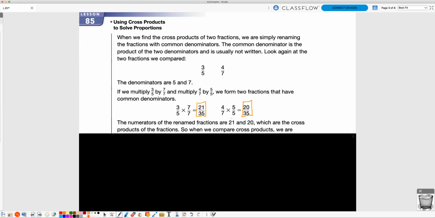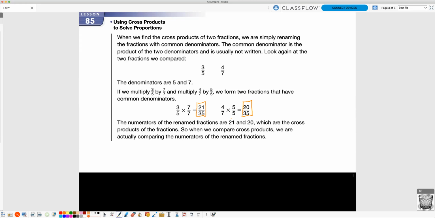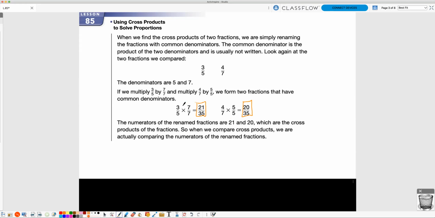The numerators of the renamed fractions are 21 and 20, which are the cross products of the fractions. So when we compare cross products, we are actually comparing the numerators of the renamed fractions. So you can tell now that 3/5 is actually slightly greater than 4/7 as well.